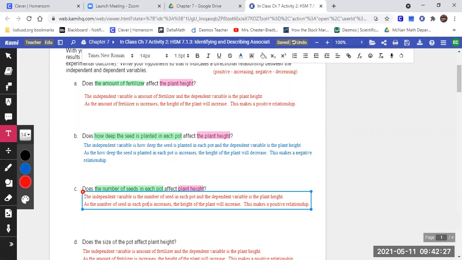So as the number of seeds in the pot increases, so we have a pot, right? We put seeds in. Do we think the number of seeds, as more get in the pot, will the plant get bigger or stay small? If we put more of them in one pot, will the plant grow bigger or stay small?